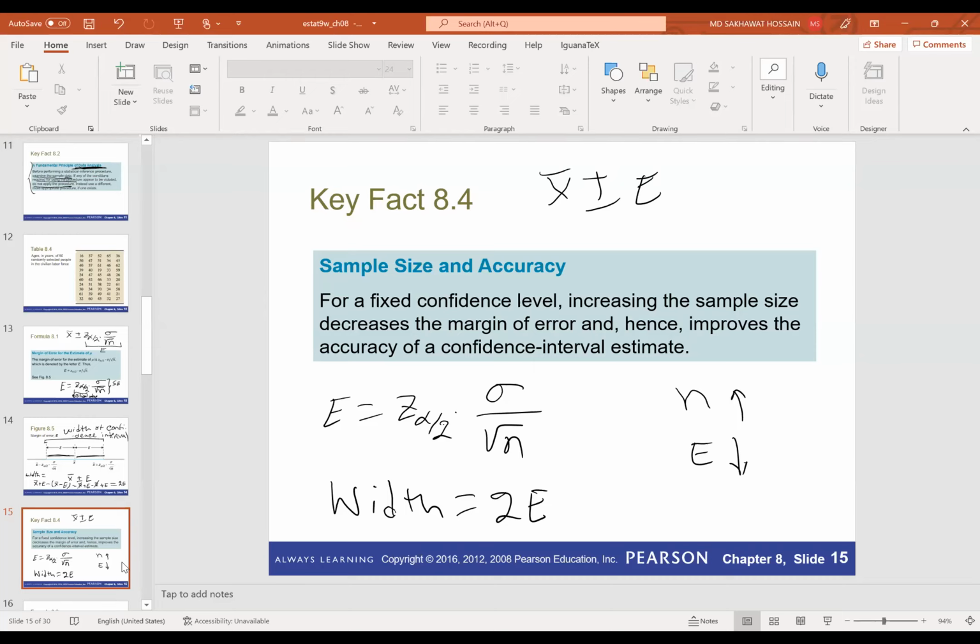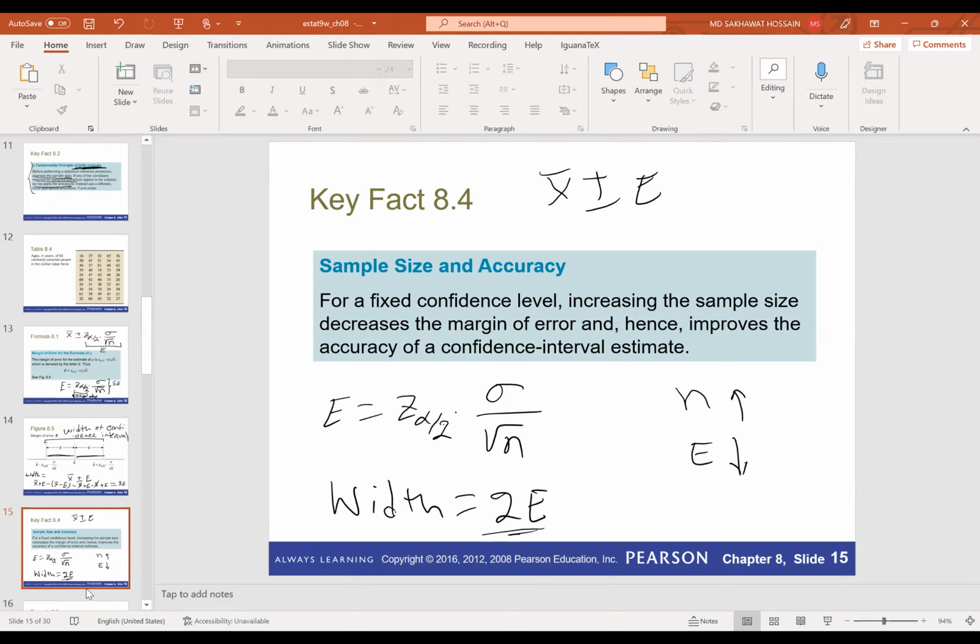So that means the accuracy will decrease, and if E decreases, the accuracy will improve, right? We will have a narrower confidence interval when E decreases. So there is a direct relationship between E and n. When n increases, E decreases, and E decreasing means the width of the confidence interval will also decrease. That means we'll have a narrower confidence interval.